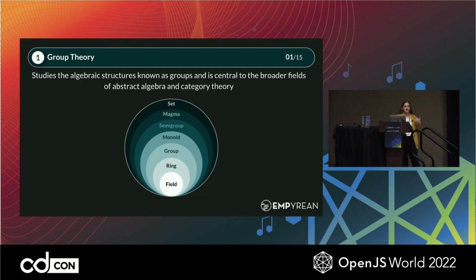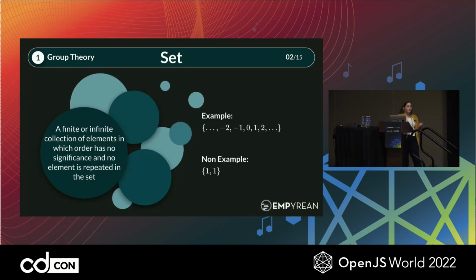So I'm going to start with the definition of a set, build to the definition of a magma, build to the definition of a semigroup, and then build to the definition of a monoid. So starting with the basic building block of monoids is a set. In mathematics, a set is a finite or infinite collection of elements in which order has no significance and no element can be repeated in that set. A good example would be our integers, our negative whole numbers, 0, and our positive whole numbers. So a non-example would be if I had the set 1 and 1.